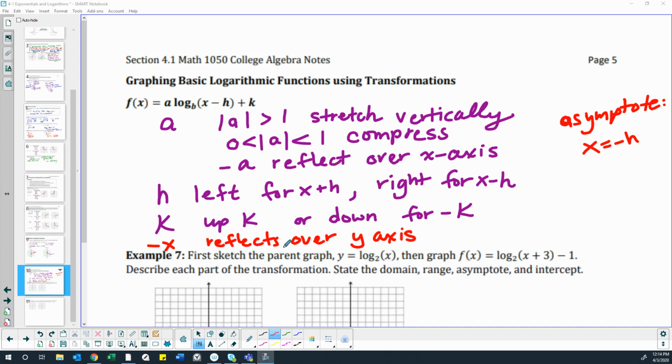Talk about logarithm transformations. So we have the same numbers doing the same things. A is a multiplier in front of the logarithm. When A is greater than 1, ignore if it's negative, it stretches vertically. From 0 to 1, so a fraction, it's going to compress it vertically. And if that multiplier in front is negative, then it's going to reflect it over the x-axis.